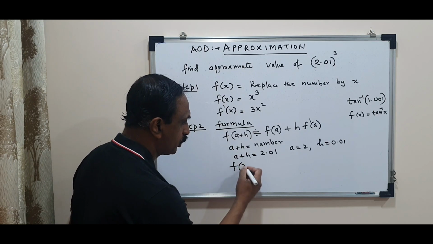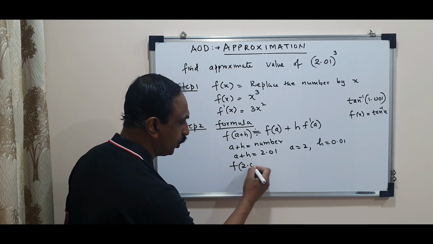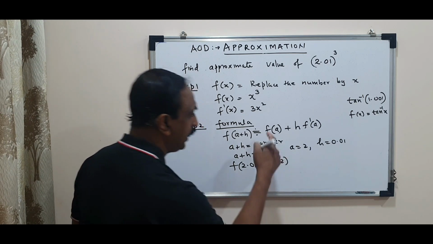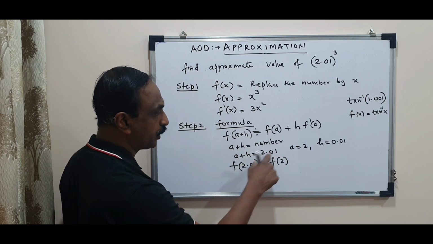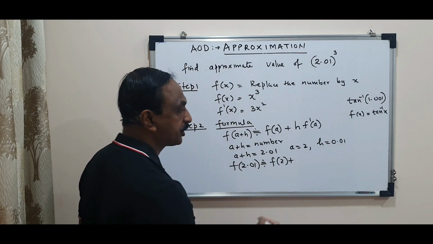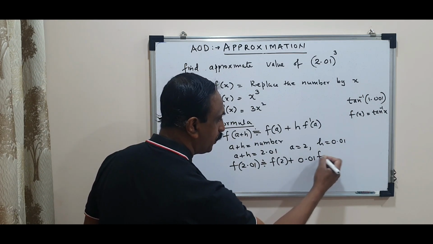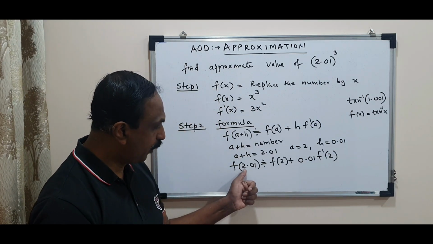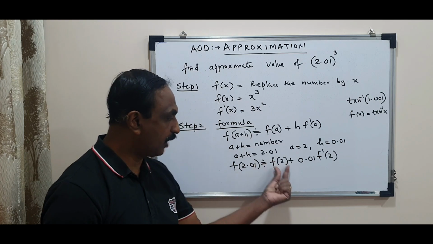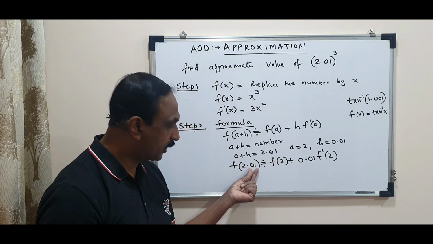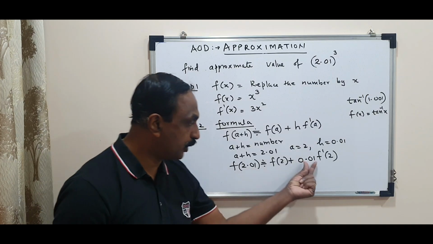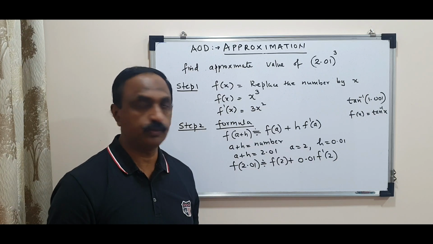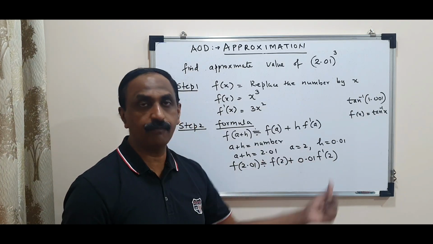f of 2 plus 0.01 is approximately equal to f of 2, a is replaced by 2, a plus h is 2.01, plus h, 0.01, into f dash of 2. So you need to learn how to write this. f of 2.01, so first number is 2, so f of 2, plus whatever the increase, 0.01, the change in the x coordinate, into the derivative of the function at 2. So f of 2 plus 0.01 into f dash of 2.